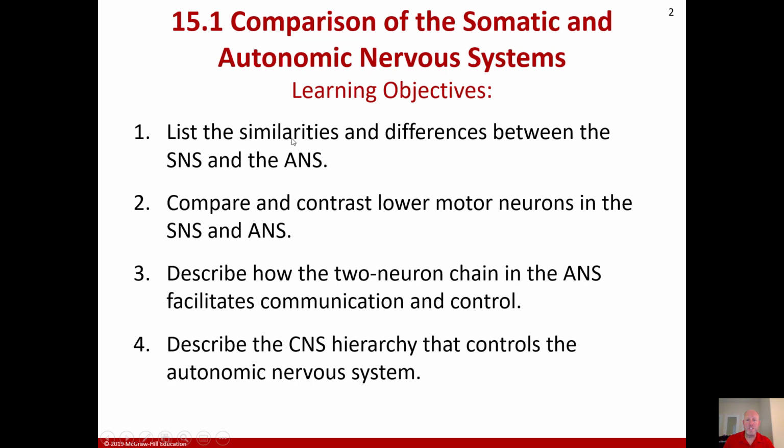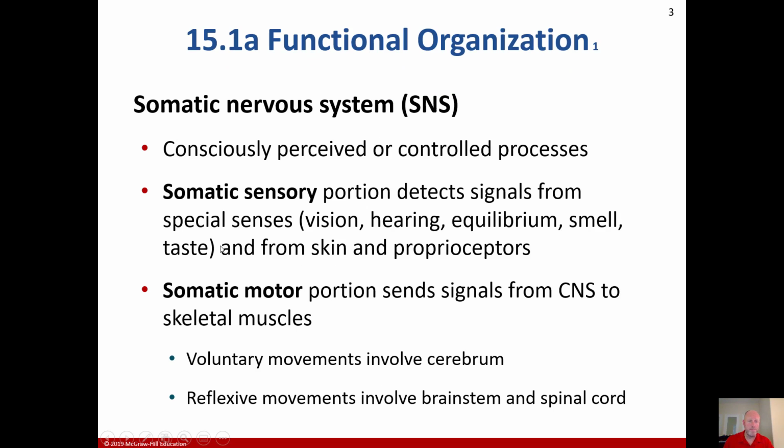you should be able to list the similarities and differences between the somatic nervous system and the autonomic nervous system, compare and contrast lower motor neurons in the somatic nervous system and the autonomic nervous system, and describe how the two neuron chain in the autonomic nervous system facilitates communication and control, and describe the CNS hierarchy that controls the autonomic nervous system.